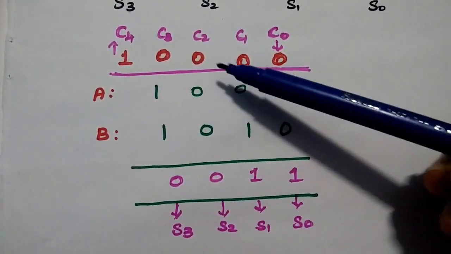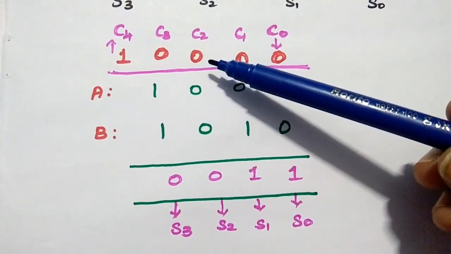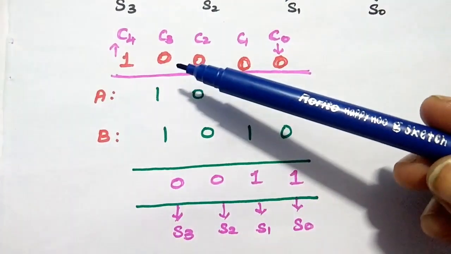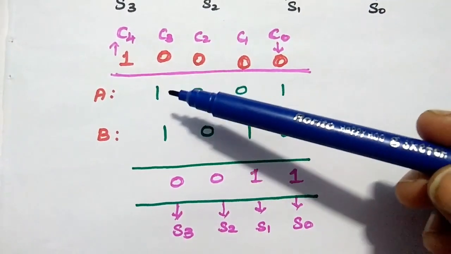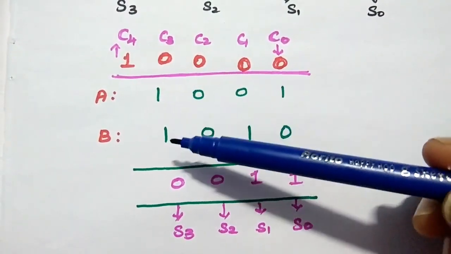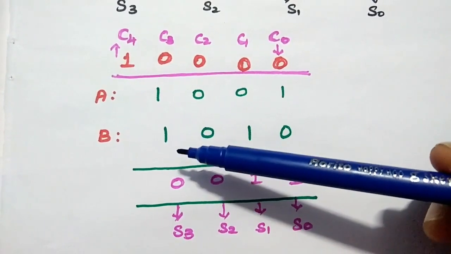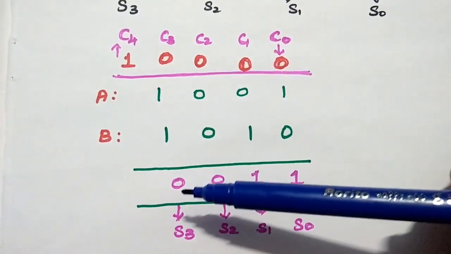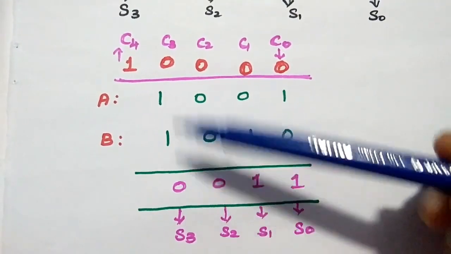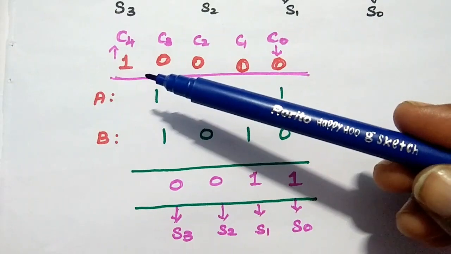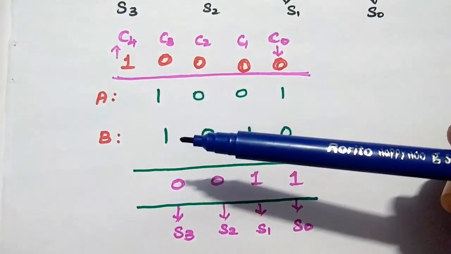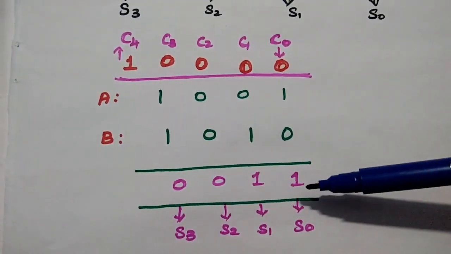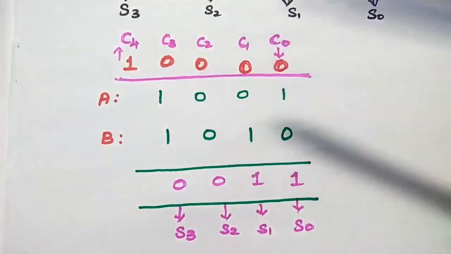There is no carry, so we can say C2 is 0. 0 plus 0 plus 0, again 0. And C3 is also 0. So 0 plus 1 plus 1. 1 plus 1 means it is 10. Correct, 1 plus 1 is equal to 10. So take the 0 as sum and move the 1 to the carry output. So finally we obtain the sum value as 0011 and the output carry as 1.